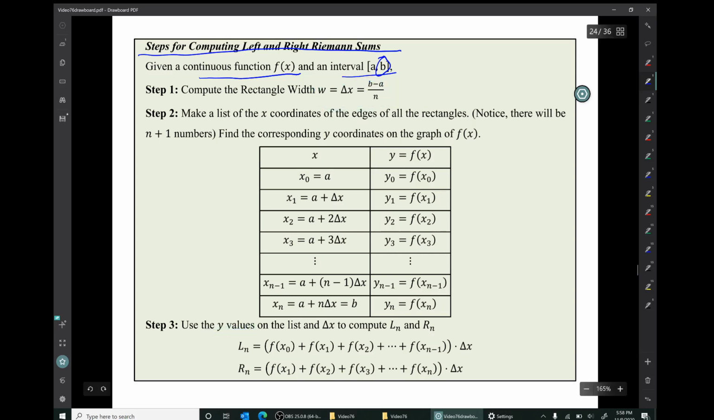And then step 3 is to use the y values on the list and delta x to compute L_n and R_n. L_n is computed using this batch of y values added up together times delta x. R_n is computed using this batch of y values added up together and then multiplied by delta x.